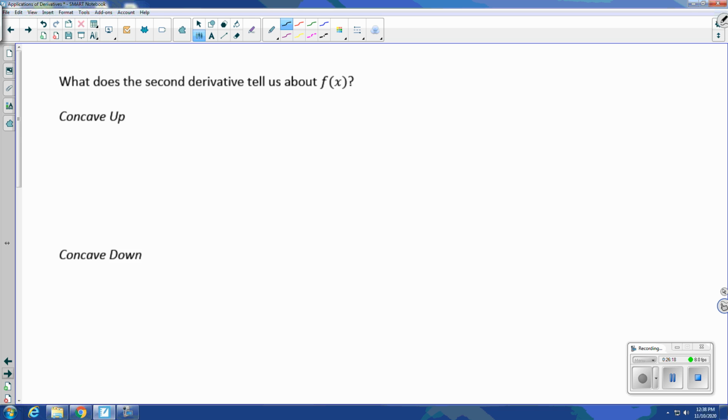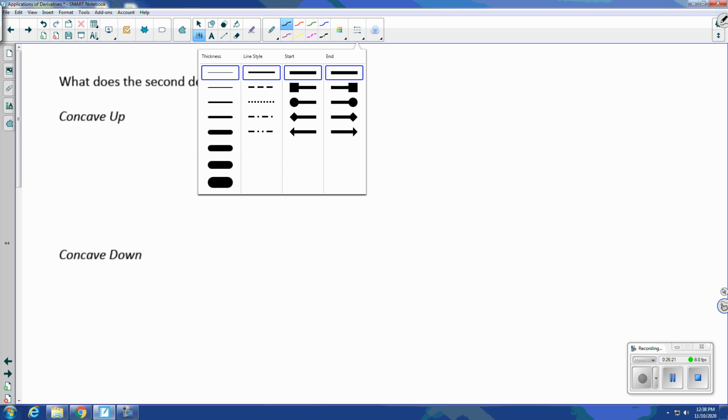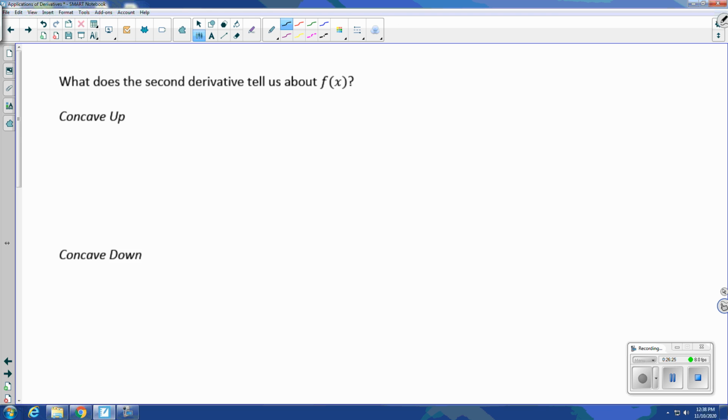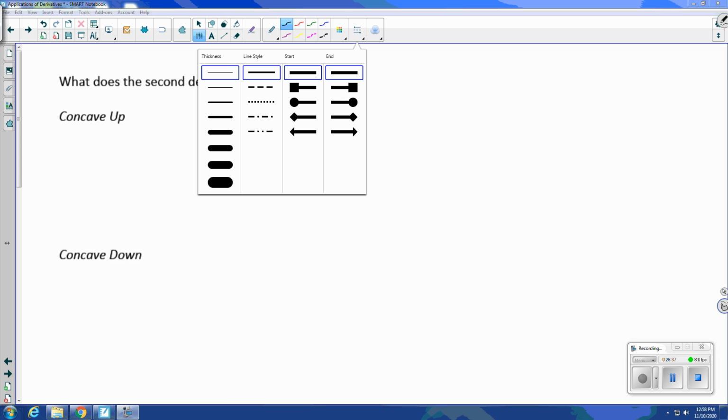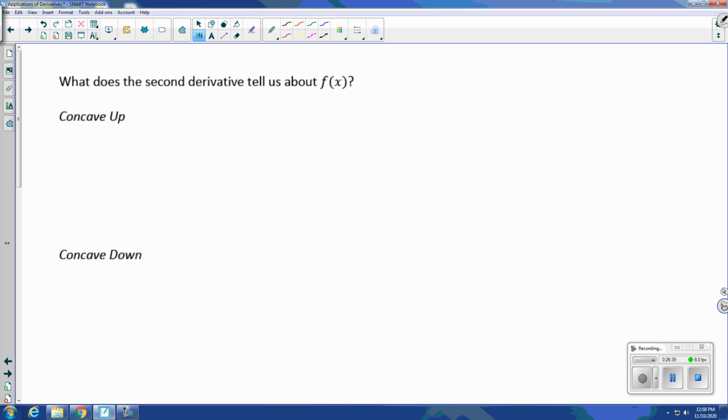So what does the second derivative tell us? Once we know what the second derivative tells us, we'll be able to use the second derivative test, and that will conclude the video. The second derivative is the first derivative of the first derivative, right? So the second derivative is the derivative of the first derivative. If the first derivative told us where f of x was increasing or decreasing, then the second derivative should tell us where f prime of x is increasing and decreasing.